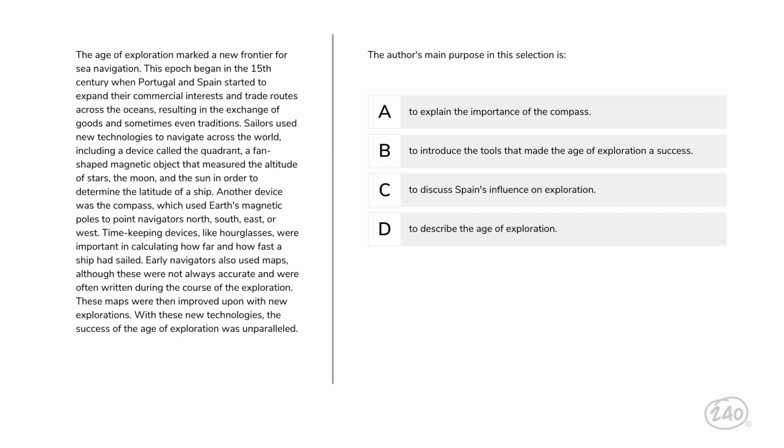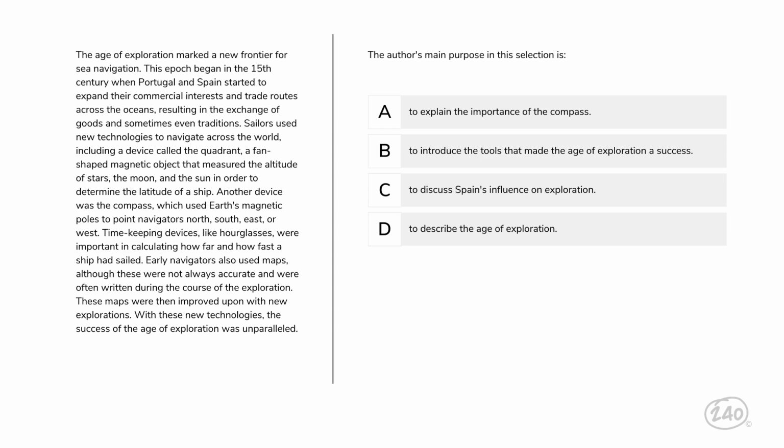Timekeeping devices, like hourglasses, were important in calculating how far and how fast a ship had sailed. Early navigators also used maps, although these were not always accurate and were often written during the course of the exploration. These maps were then improved upon with new explorations. With these new technologies, the success of the Age of Exploration was unparalleled.